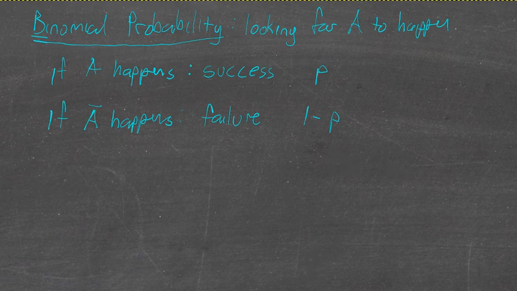So if we go back to rolling two dice and adding them, a binomial probability we might look at, or now we're starting to get into a binomial experiment, we might look at what's the probability of getting a 5? So we only look at the 5.